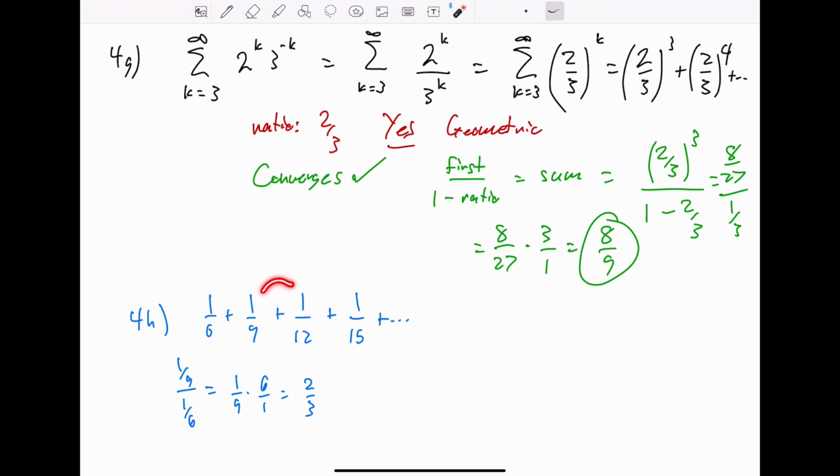Do I have the same ratio from 1/9 to 1/12? Well, let's check. If I take 1/9, multiply by the ratio 2/3, do I get 1/12? I get 2 divided by 9 times 3, 27. 2 divided by 27 is not the same as 1/12. So I don't have the same ratio between these second two terms. Because I don't have a common ratio between all the terms, this is not a geometric series.